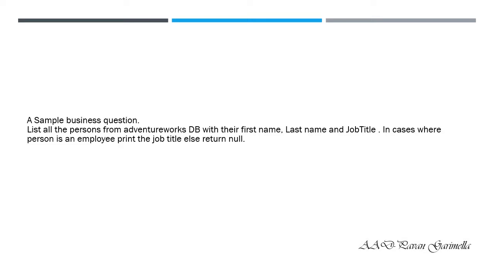So here there are two tables in play. One is a person table, other is an employee table, and when we perform a join we get the complete list of people from the person table, and only in the cases where they are employees of the organization we get the corresponding job title of the person.